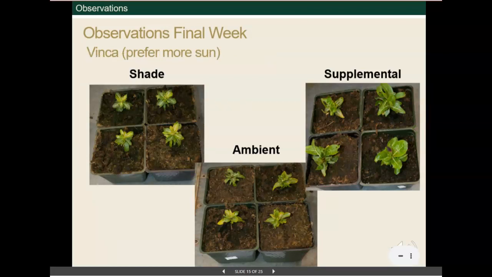Vincas didn't really bloom in any of the treatments. Perhaps it was the stock supply we got these plants from, or we need to modify their light preferences. This was also a very short experiment. It's important to understand when you're working with live organisms like plants, they're not always going to do what you expect them to do. To me, they do seem to be a little larger in the supplemental treatment compared with the ambient and shade treatments, though.